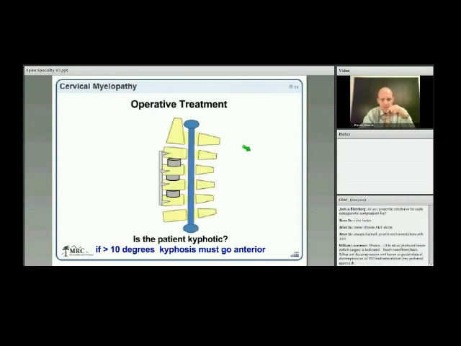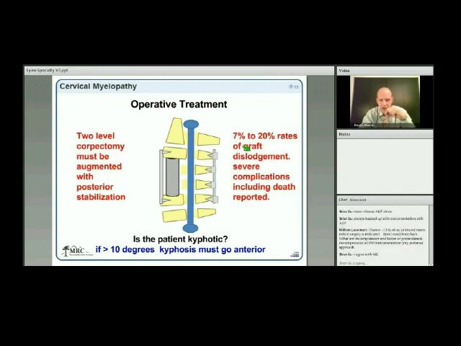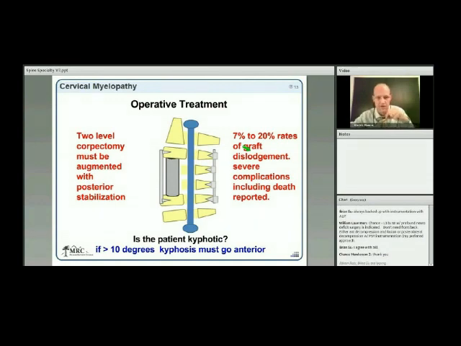For this reason, whenever somebody has a kyphotic deformity, you want to go anterior first. This can either be an ACDF or a multi-level ACDF. It can be a corpectomy. It can be a hybrid construct, or it can be a 2-level corpectomy. The thing you want to remember is if you ever do a 2-level corpectomy from the front, you need to stabilize this posteriorly with a posterior fusion. The reason for that is if you don't, there's a very high percentage that these grafts actually dislodge and can lead to catastrophic complications, including death.